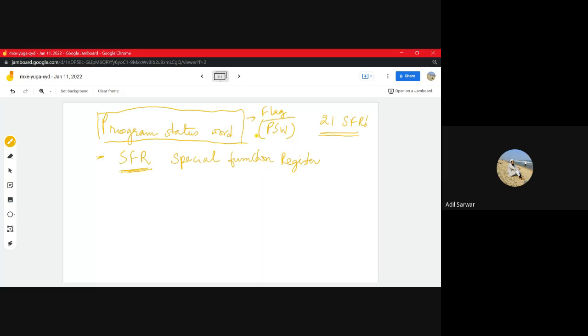What is a flag register? You might not have studied the 8085 microprocessor. Actually, we used to teach 8085 earlier before this course was introduced. Anyway, I will tell you what is a flag register.